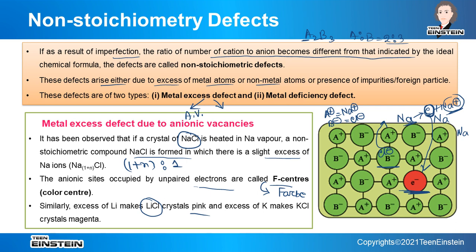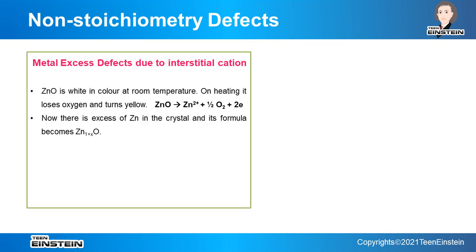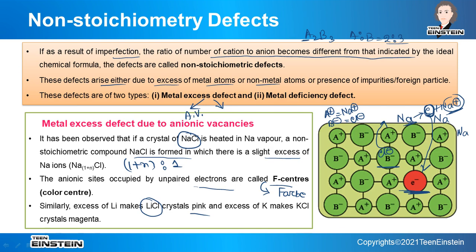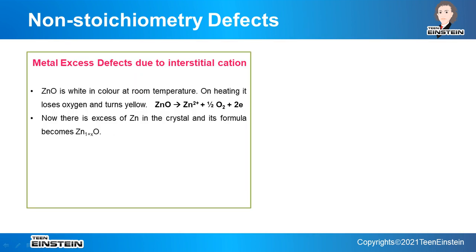So this is metal excess defect because of anionic vacancy. Now metal excess defect can also be because of interstitial cation. So another type is because of interstitial cation. What happens here? We will take the example of zinc oxide. Zinc oxide under normal condition, that is at room temperature, is white in color. But if we heat it, the color changes from white to yellow, and it loses some oxygen also.